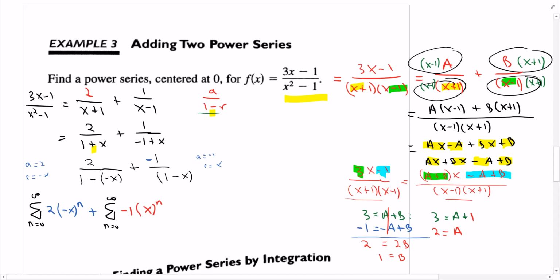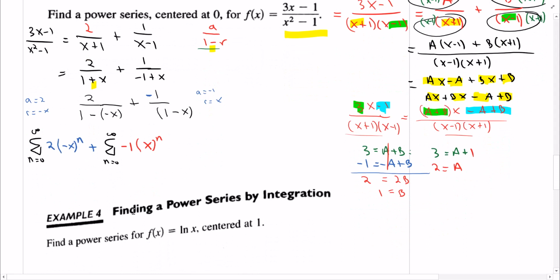All right, and we can clean this up a little bit. Since it's negative in here, we could just bring that out as negative 1 to the n power times 2 times x to the n, plus the second one, which is still negative 1 times x to the n. The reason we want to do that is we wanted to get our x pieces to be identical. Otherwise, negative x is not the same as the other one.